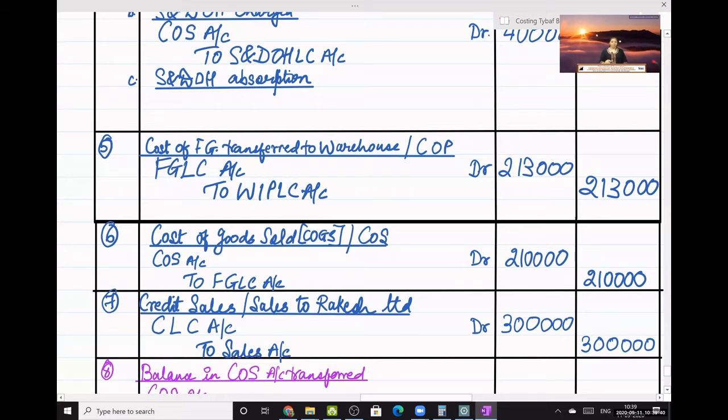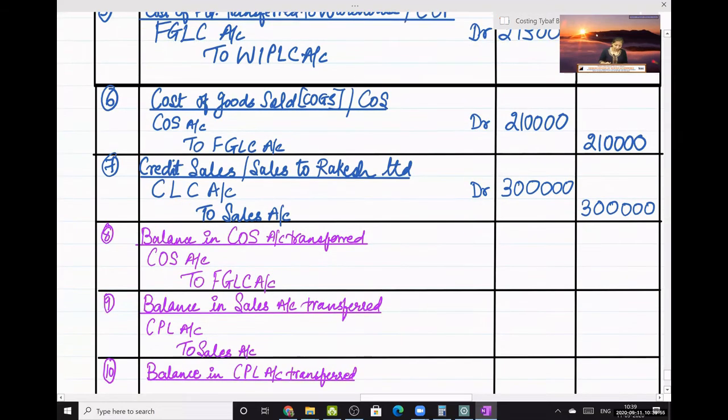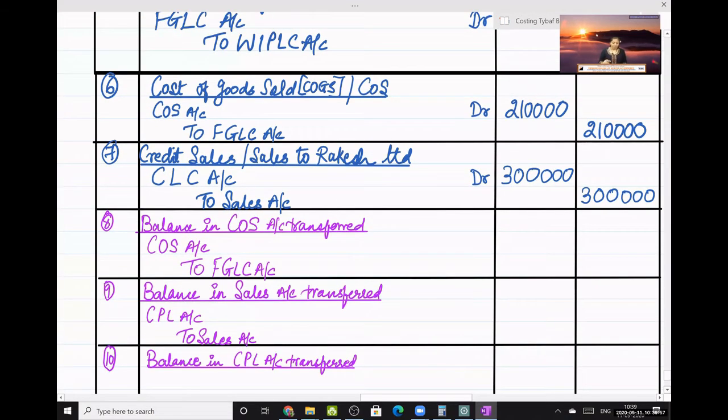Okay. So as per the question, there are only 7 journal entries. But as I told you, question में जैसा दिखता है वैसा होता नहीं है. There are hidden entries also. So you have to write those hidden entries. Okay. So these are the hidden entries. Journal entry number 8, 9, and 10. Balance in COS account transferred. This will be a hidden entry. I will get it from the ledger. So entry fixed है. Cost of sales to finished goods.